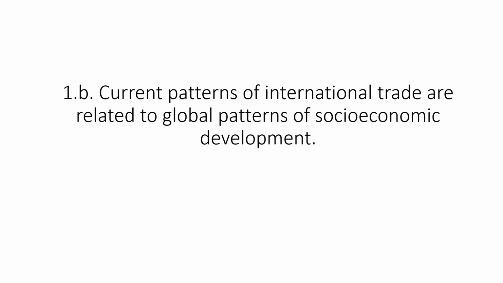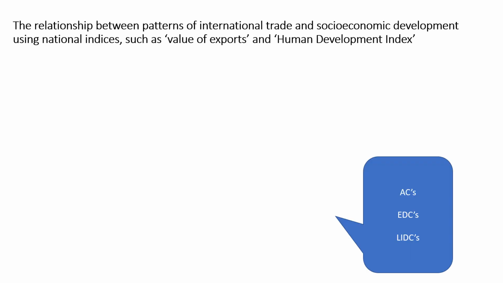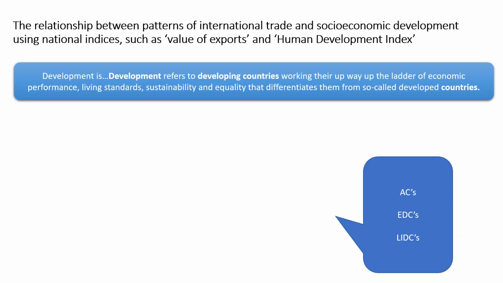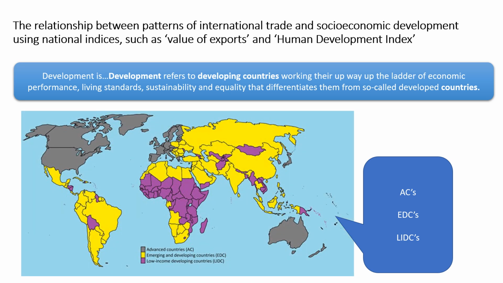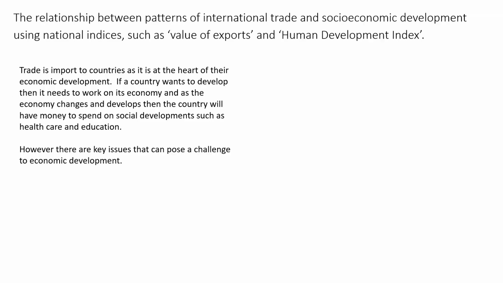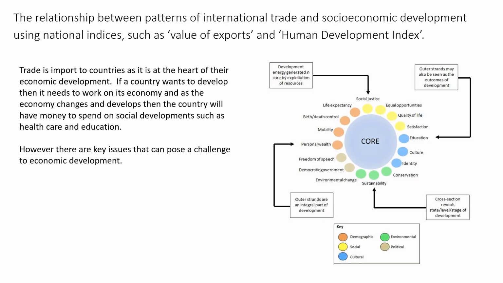1B. Current patterns of international trade are related to global patterns of socio-economic development. Development refers to how countries develop, and to do that they need to use their economy. Here we have an image of the world, and we can see advanced countries in grey, lower income developing countries in purple, and economically developing countries in yellow. Those yellow and purple countries want to develop and become advanced countries, and the question is, how do they do it? Well, trade is important. Trade is at the very heart of that, and this model shows you that.